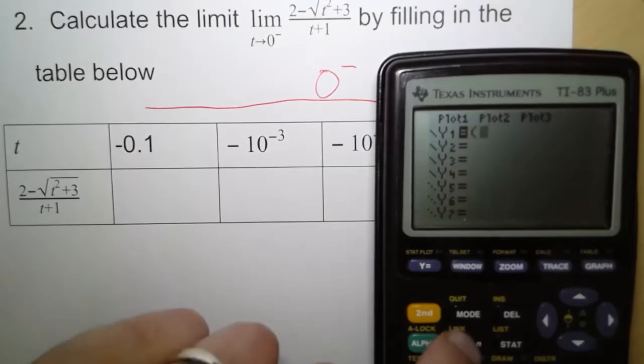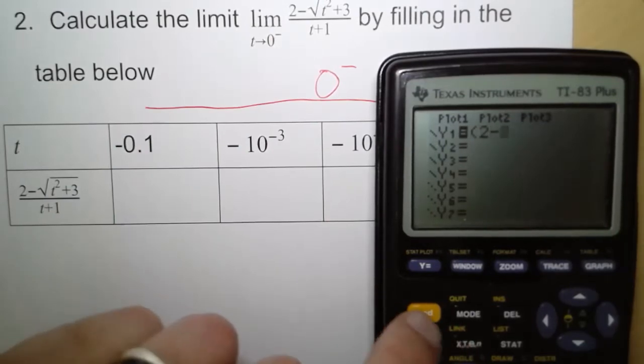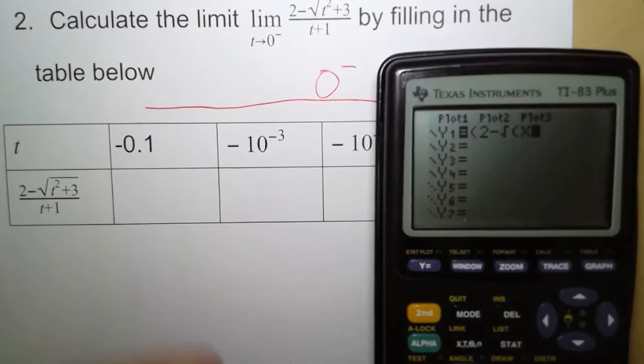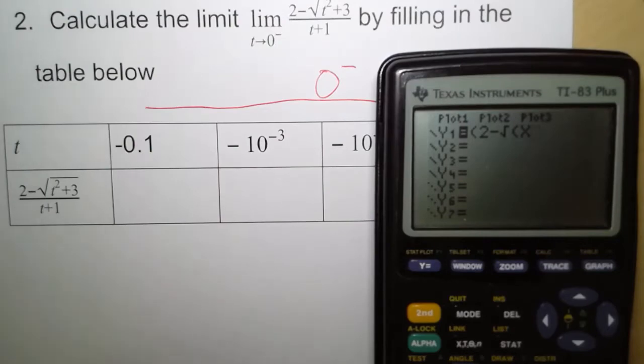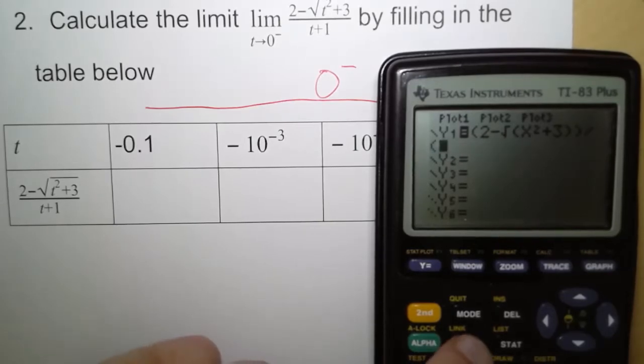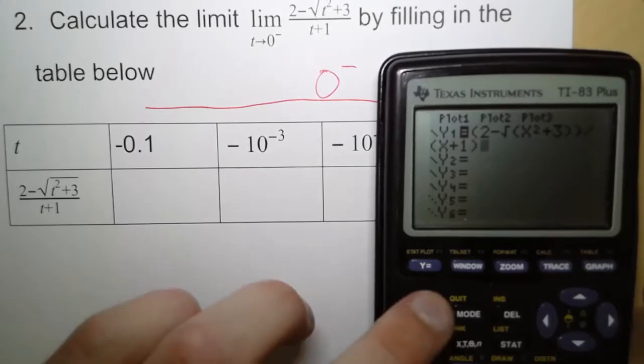So parentheses for my numerator, 2 minus square root. Now, when you're in function mode, it always uses x. It doesn't matter what variable you're using, the calculator will still work just fine, even if it's not the variable that we started with. So you have x squared plus 3. Close off the radical, close off the numerator. Then we divide by, parentheses for the denominator, x in place of t, plus 1. So there is our function.